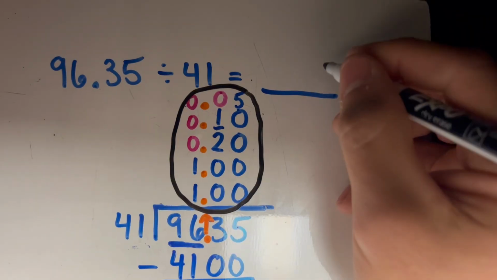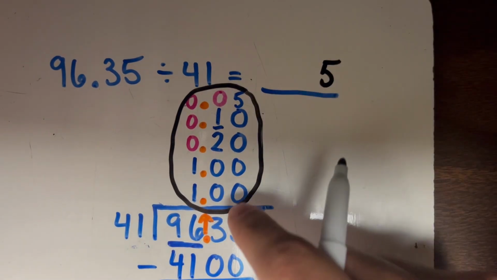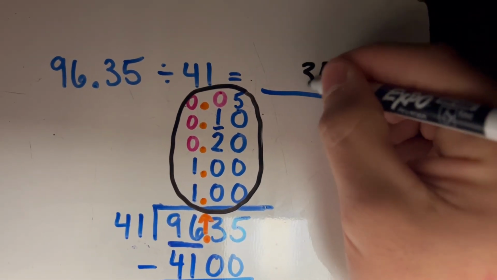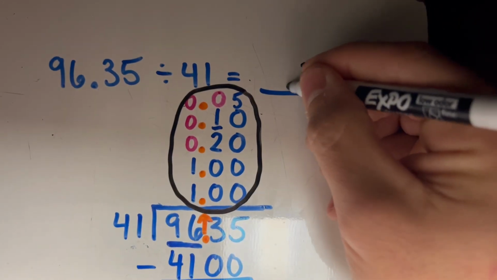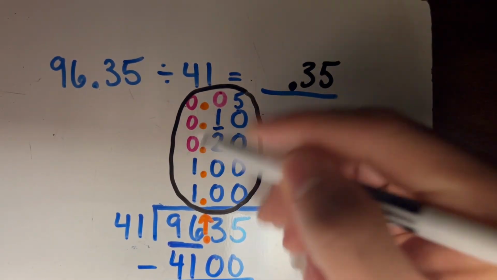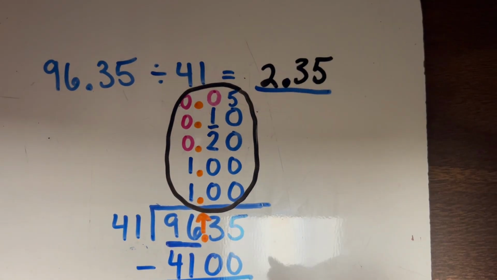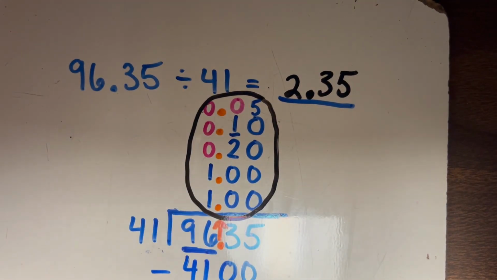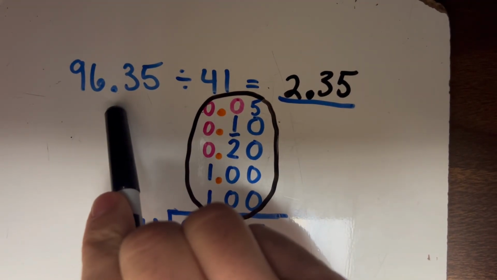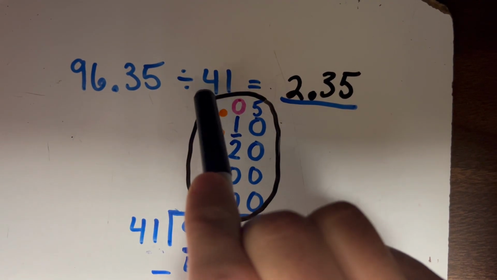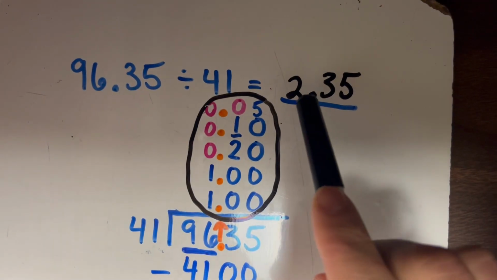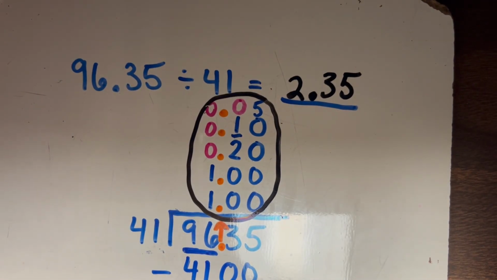So we have a 5 plus zeros is 5. 2 plus 1 is 3 right next to it. Then we have our decimal point. And then we just have 1 plus 1 over here, which is 2. So going back to the original example I gave you, if I had $96.35 divided up between 41 people, it would be $2.35 per person.